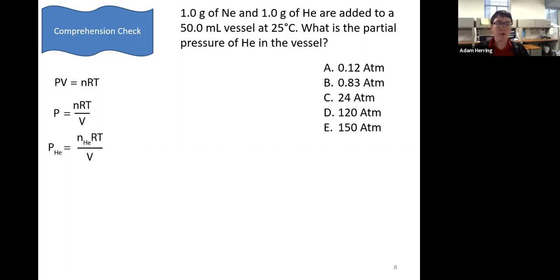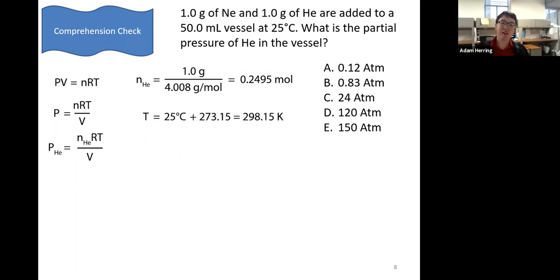And let's say that we want to solve first for helium. We can do this by solving first for the moles of helium. We know there's a relationship between moles, mass, and molar mass. And so we take the mass of helium, divide by the molar mass, and that will cancel out units of grams and leave us with moles. We have about 1/4 of a mole of helium. We know the temperature is 25 degrees Celsius, but we need to convert that to Kelvin. And then the volume is in milliliters, which we need to convert to liters.